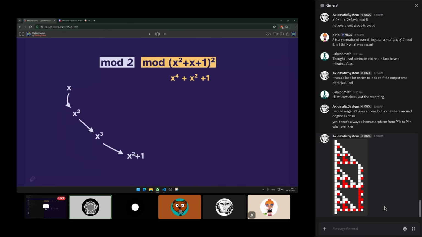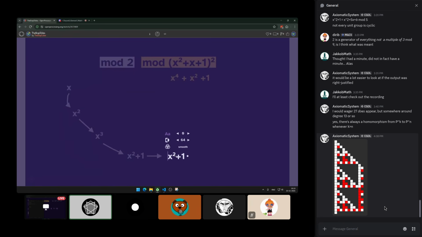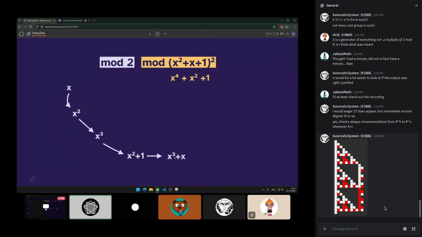Let's see. That goes to x squared plus 1. Now these are not squaring, they're multiplying by x. So we go to x cubed plus x, and then that goes to x to the 4th plus x squared, which is 1. Yeah, I agree, since it cancels with the modulus. So this actually makes a 6 cycle. X generates a 6 cycle because this is a quadratic polynomial.